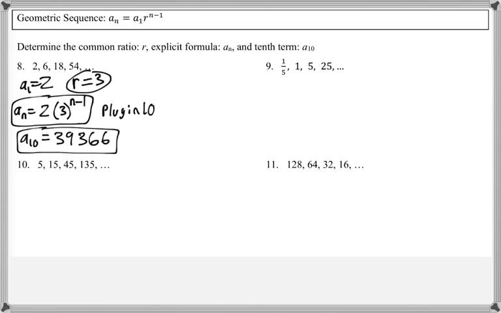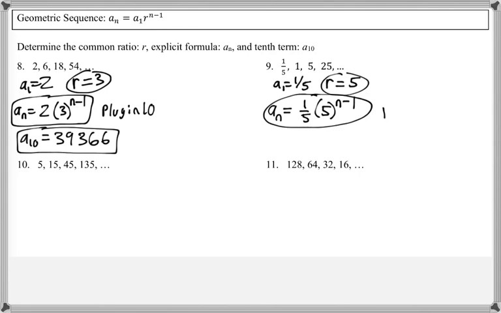Looking at number 9, my first term is 1/5. My common ratio is 5 because I'm multiplying by 5 each time to get to the next term. So my formula, my explicit formula, is 1/5 times 5 raised to the n minus 1.